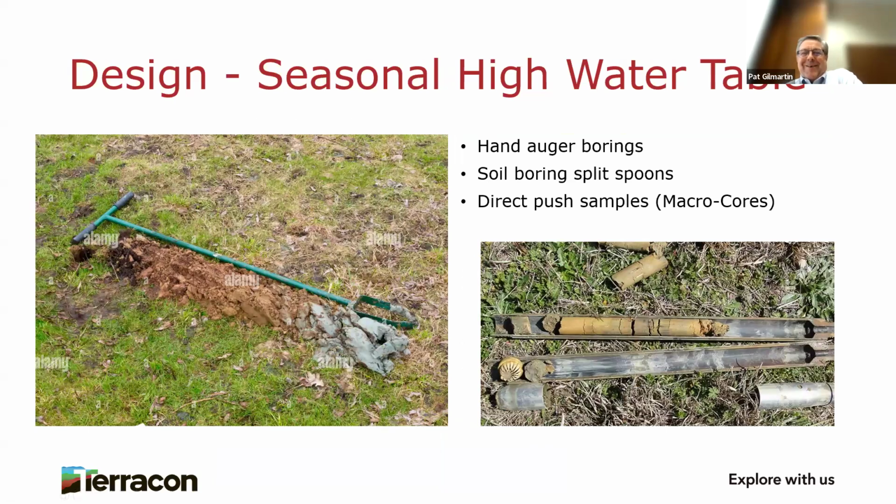The depth of the seasonal high water table can be determined using a hand auger, a soil boring with split spoons, or macro cores. We're doing a lot of that with our Geoprobe push rigs with CPT, cone penetration testing. Hand augers are commonly used in the Piedmont and the coastal plain. However, where there is hard, shallow soil or shallow weathered rock, or where the seasonal high water table is more than 8 to 10 feet deep, we may need to do soil borings. Hand augers can only go so deep.